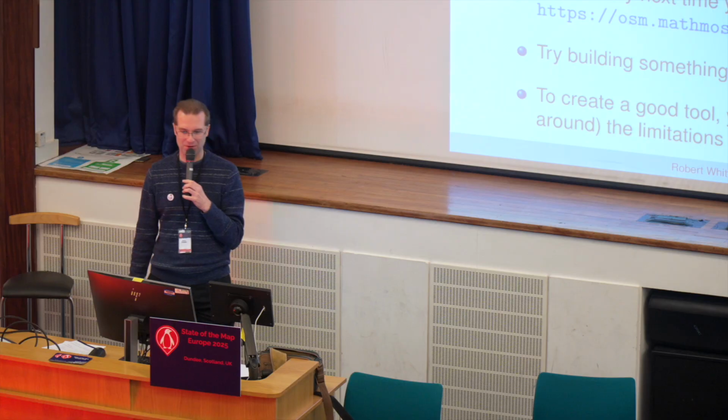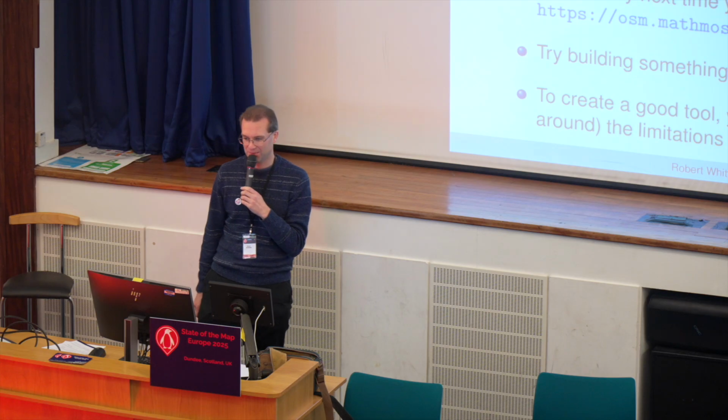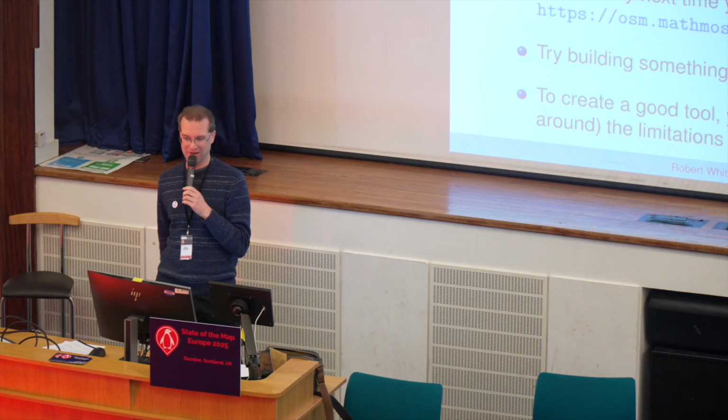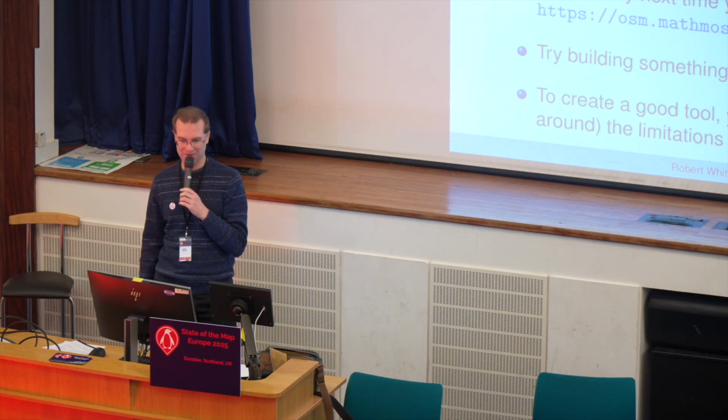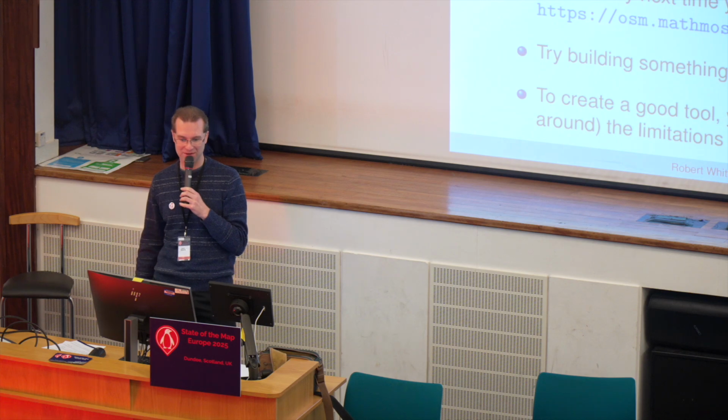Okay, so some final thoughts. I think there's lots of really good data sets out there that can be used to help improve OpenStreetMap. Licensing and data quality issues probably mean that a lot of them you can't use for direct imports. But you can run comparisons and flag up issues that can still be really useful. However, there's a significant amount of effort that you need to clean up the OpenStreetMap data beforehand and also pre-process some of your data sets to get them into a good state to get a good comparison.